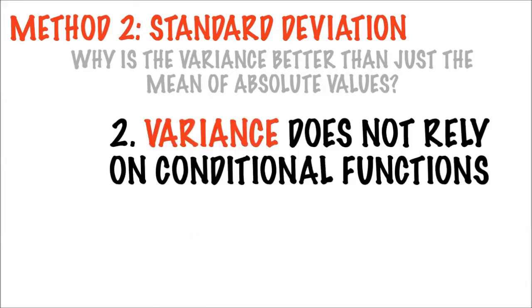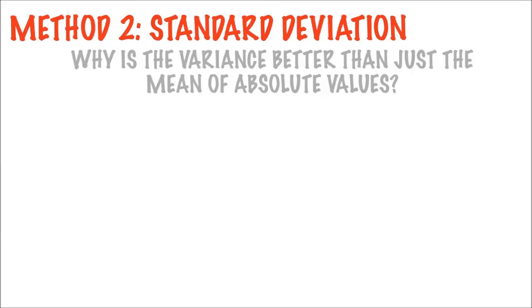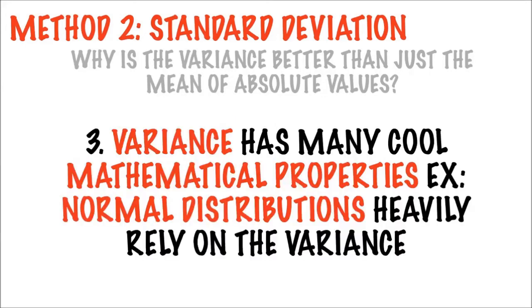Second, variance does not rely on conditional functions. Well, what does this mean? From a computational point of view, if you needed to write code to calculate the absolute value of a function, you would effectively need to take a conditional. Whereas if you just want to calculate the variance, you just need to take the square, which is an arithmetic operation. In computational terms, it's far cheaper to do a square, that is to multiply a number by itself, than to do a condition check, i.e. check whether the number is less than 0.